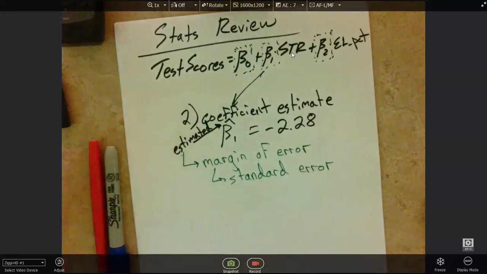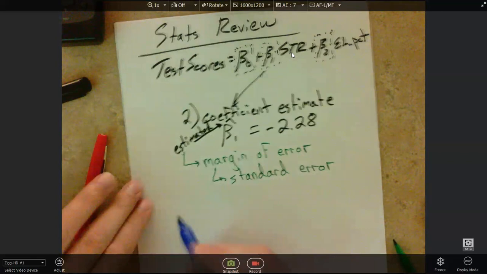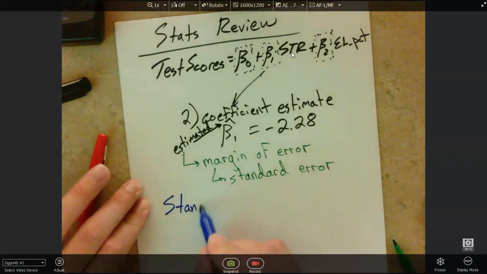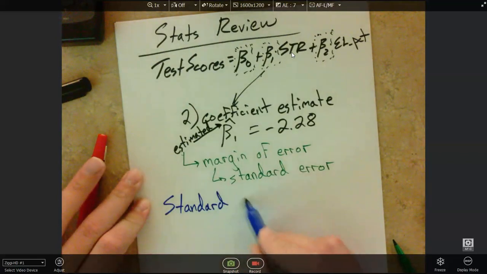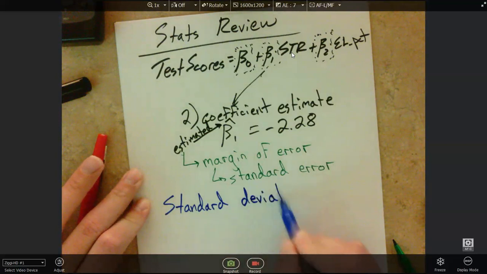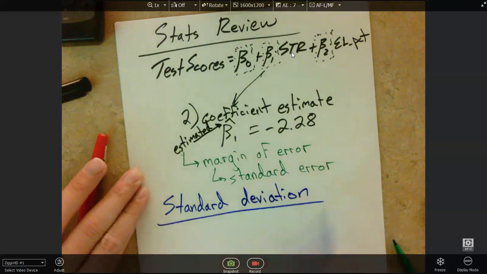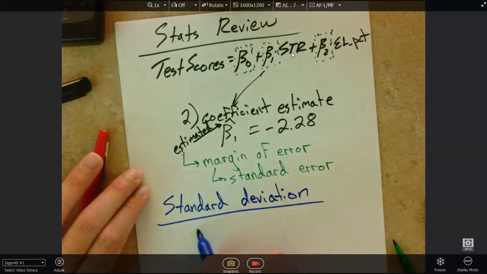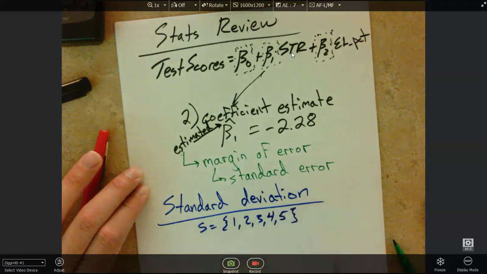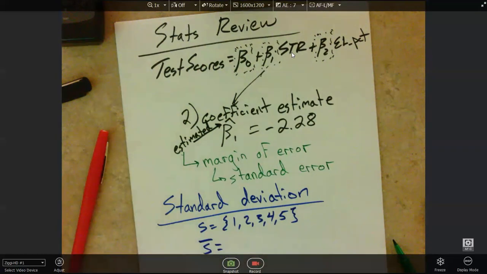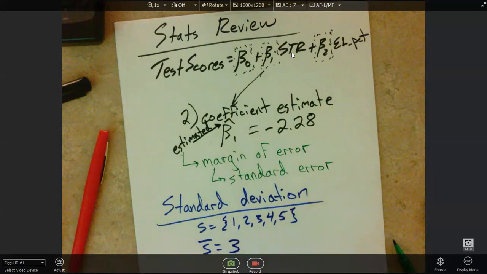So we're all very used to the notion of a standard deviation, right? Where, say we have some set equal to 1, 2, 3, 4, and 5. The average of that set is going to be, that's 5 plus 5 is 15 divided by 5 is 3. Yes.